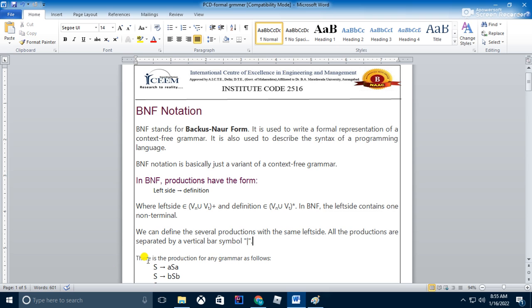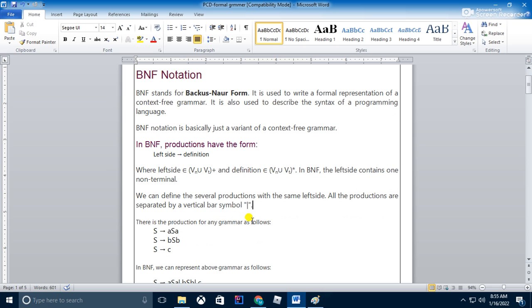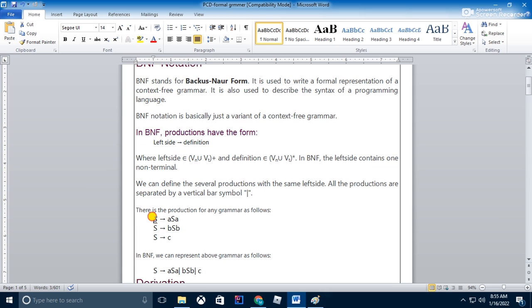Suppose, for example, there is a production for a grammar: non-terminal S derives aSa. Again, the second derivation is that S derives bSb, or S derives c. So we can say that S is a non-terminal and a, b and c are terminal symbols.